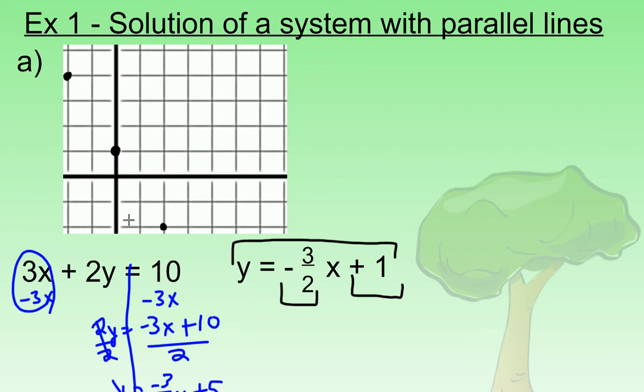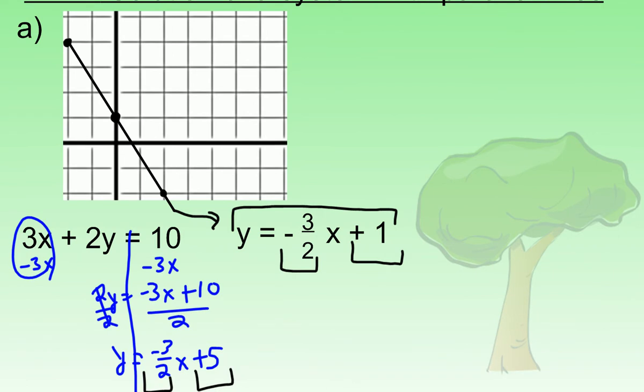So this is the graph of my second equation. The other equation, the one in blue, is y equals negative 3 over 2x plus 5. So I need to have an intercept of 5. 1, 2, 3, 4, 5. Okay, here it is. And then the slope is the same, negative 3 over 2.